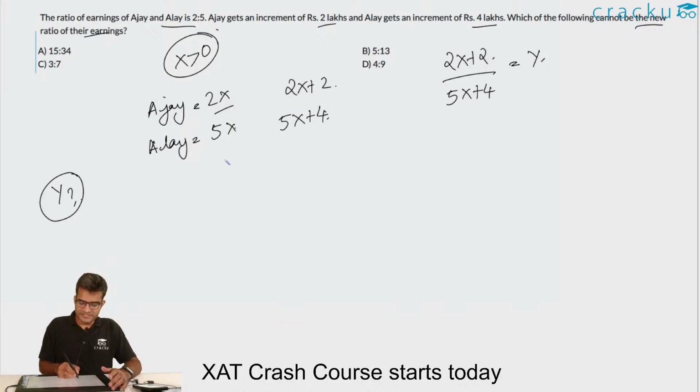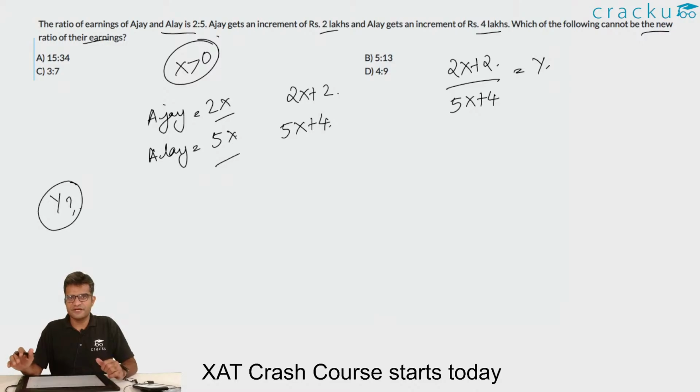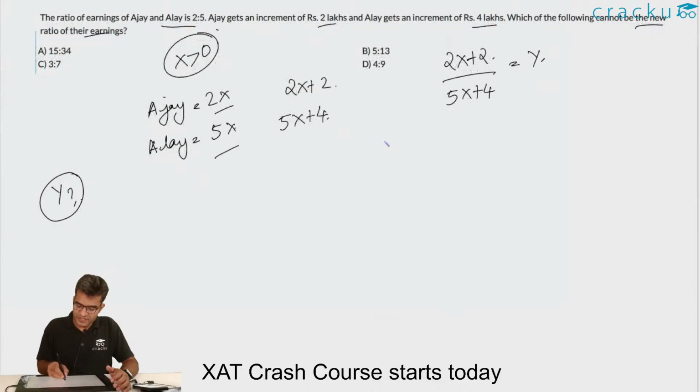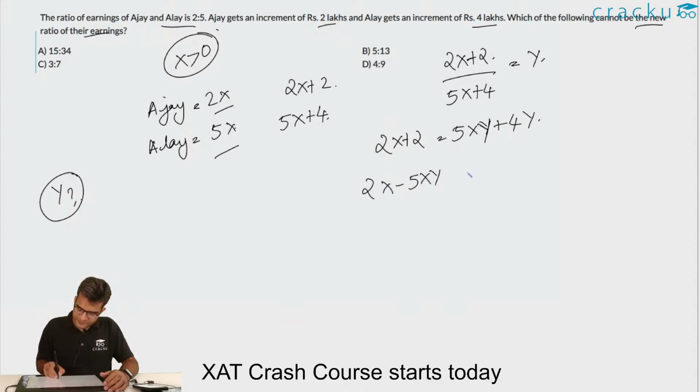If Ajay's salary is 2x and Alay's salary is 5x, we know that x is greater than 0. So let us express x in terms of y. We are going to get x as an expression of y, and we'll put the condition that that expression has to be greater than 0 to get the bounds for y. If you cross multiply, 2x plus 2 is equal to 5xy plus 4y, or 2x minus 5xy is equal to 4y minus 2, or the value of x is equal to (4y minus 2) divided by (2 minus 5y).